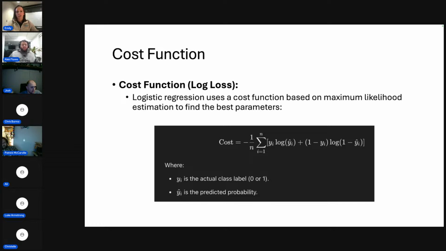So in logistic regression, there is a cost function based on the maximum likelihood estimation function for linear regression. And this is how the model finds the best parameters. So one question you might ask is, great, we've got all these parameters in that 1/(1 + e^(-z)) formula. How does the model actually find the best parameters? And it is this cost function called log loss.